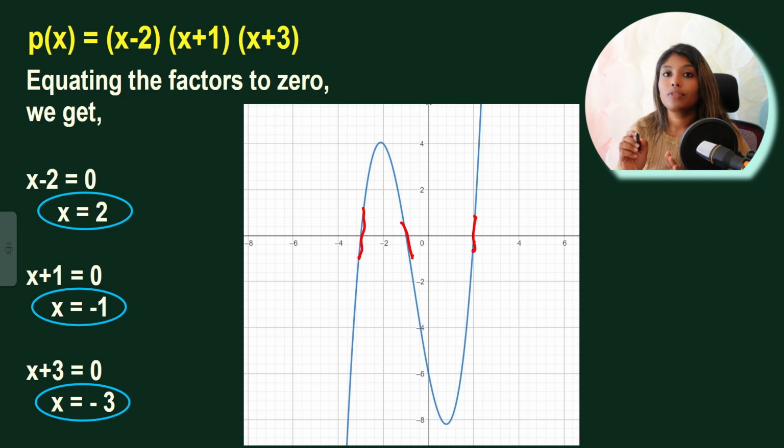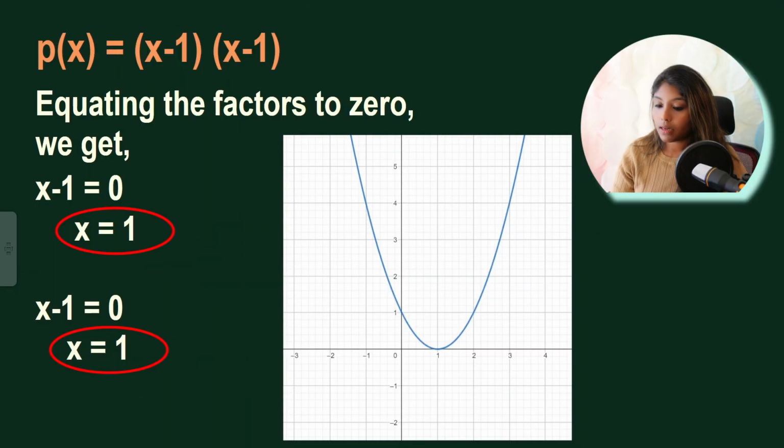That means they have got distinct roots. So this negative 3, negative 1, and positive 2, they are all distinct roots. You can see here. But what if your graph looks like this, where it is a curve that is touching the axis, but it is not cutting across the axis?